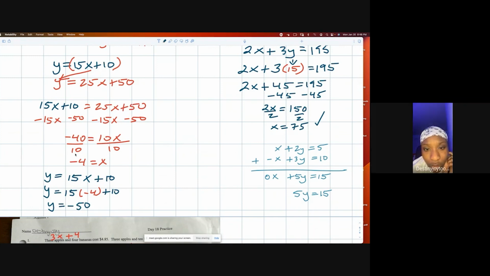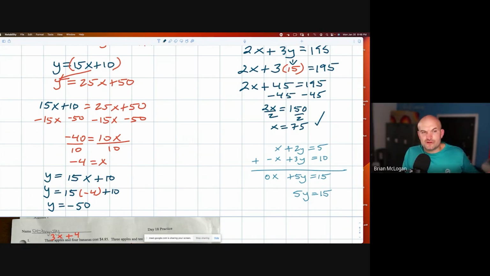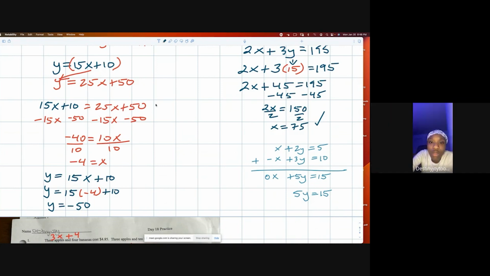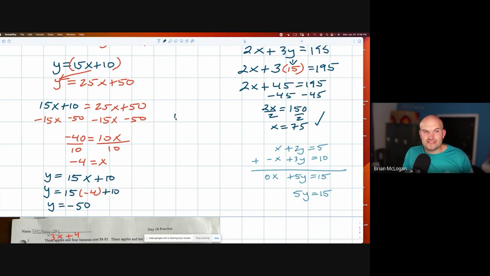Not y equals negative. What about the plus 10? We don't add the plus 10? You could do it the other way. You could subtract 10 to the other side. I just did negative 50. I got the x's over to the other side. It doesn't matter. You could do it either way. Basically what I did is I just did it one at a time. 25x plus 50. I decided to subtract, but you can do it either way.